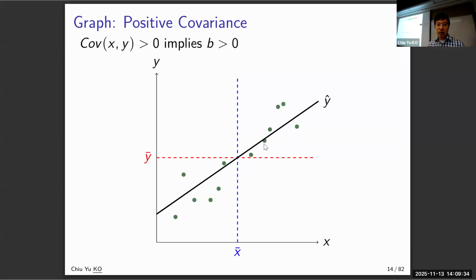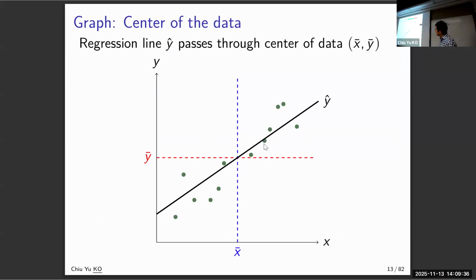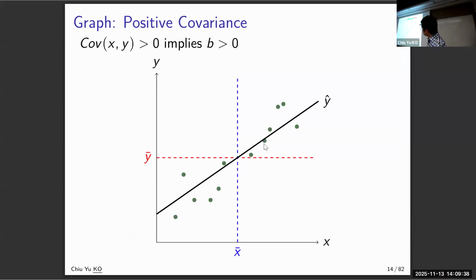So that means a positive slope of the line actually comes from positive covariance. Remember, positive covariance is this value times this value being positive, and this value times this value being positive. So this is something that you learned before.